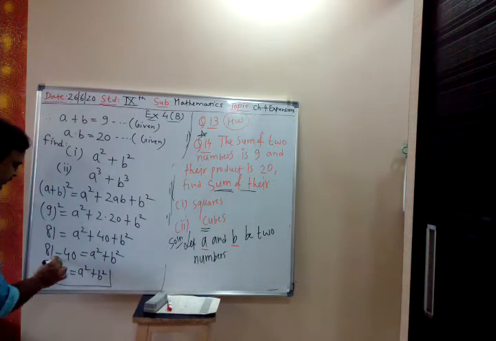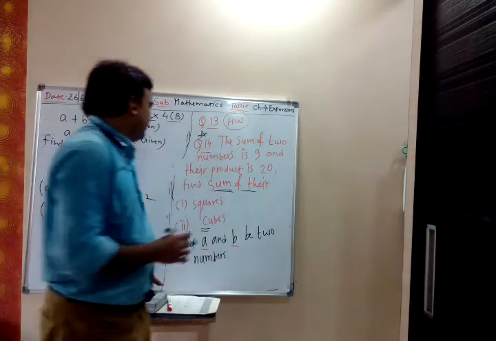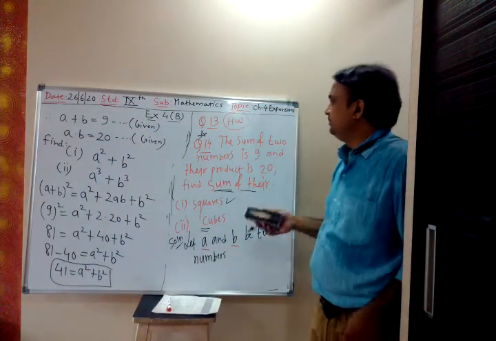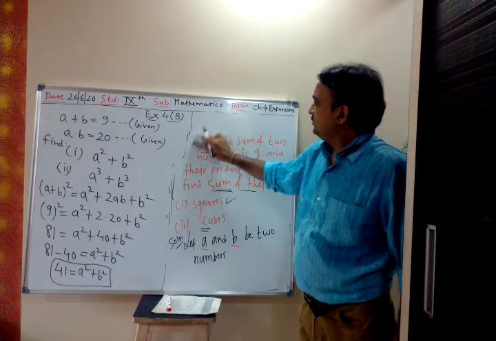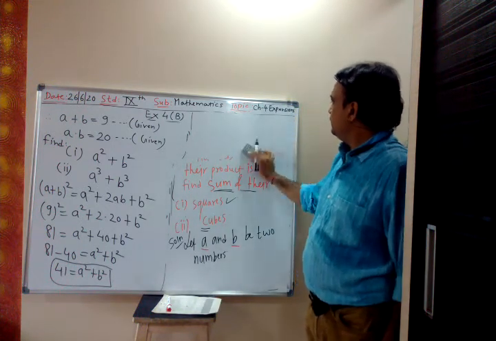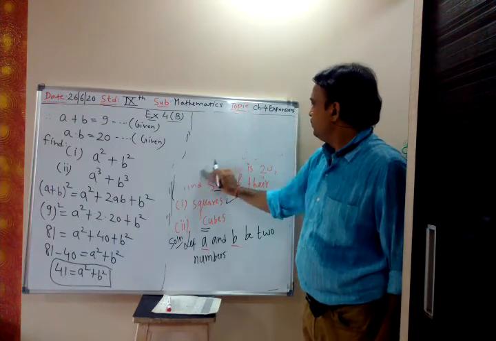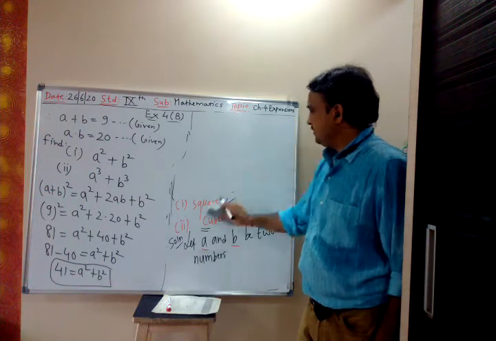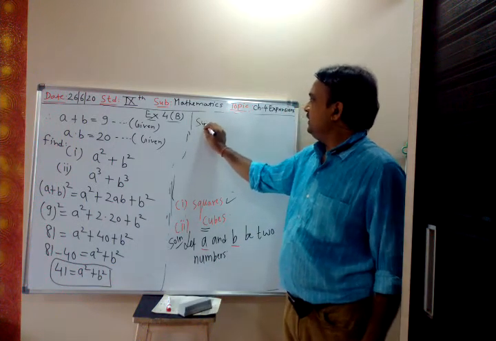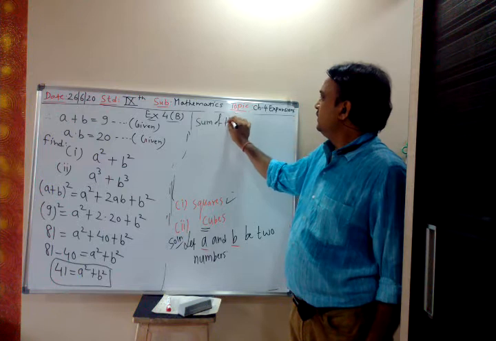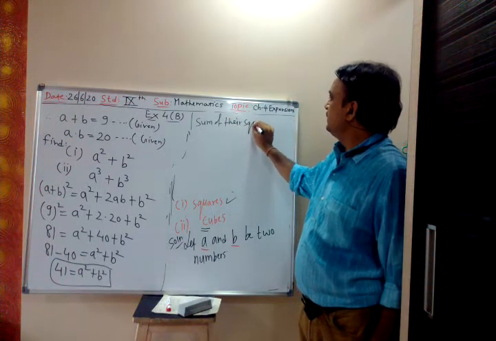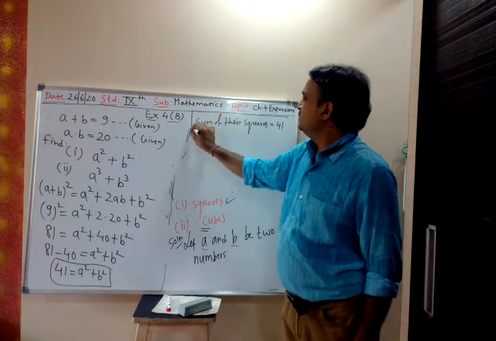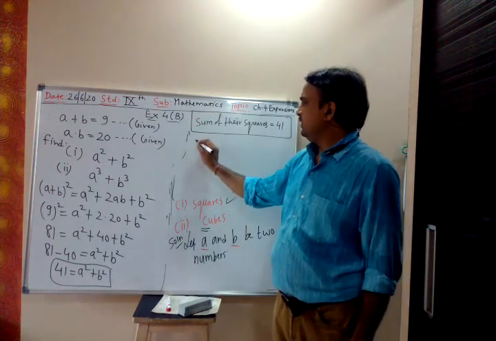So the sum of their squares is 41. First answer we have got. We write: the sum of their squares is equal to 41.